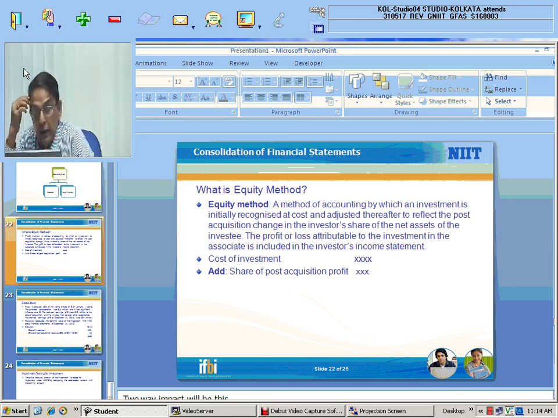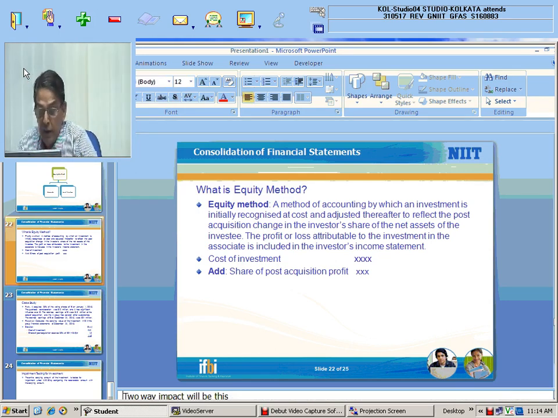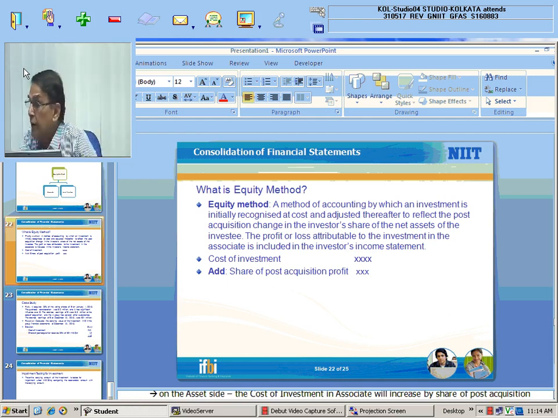When we are making a subsequent measurement following the equity method, of the investment in an associate or joint venture, the initial measurement was at cost. The subsequent measurement on the reporting date will be cost of investment plus share of the post-acquisition profit. So on the asset side, the cost of investment in associate will increase by the share of the post-acquisition profit. On the liability side, the retained earnings account will increase by the share of the post-acquisition profit. So that way the balance sheet will tally.